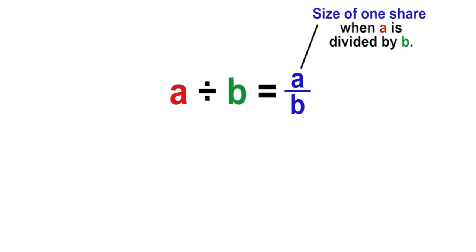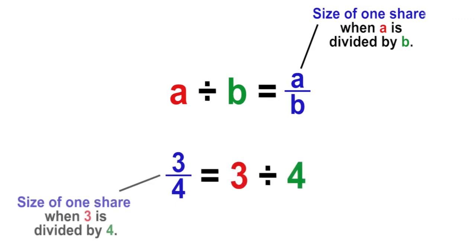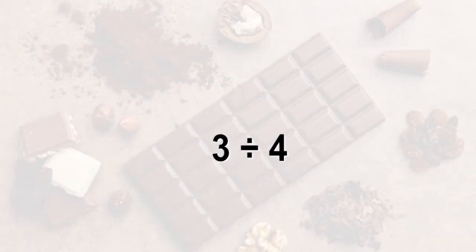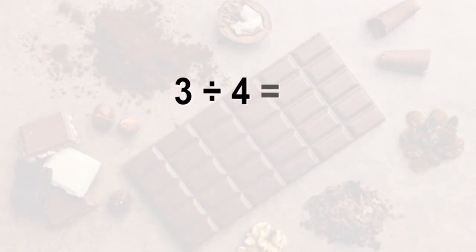This means a fraction can be viewed as the quotient of the numerator divided by the denominator. For example, 3/4 equals 3 divided by 4. 3/4 is the size of one share when 3 is partitioned into 4 equal parts. Students will then be asked to create a story context to represent the problem. Let's use 3 divided by 4 to create a story.